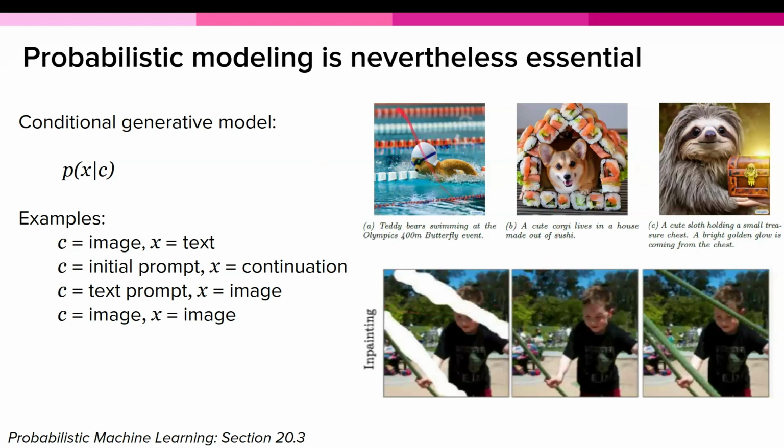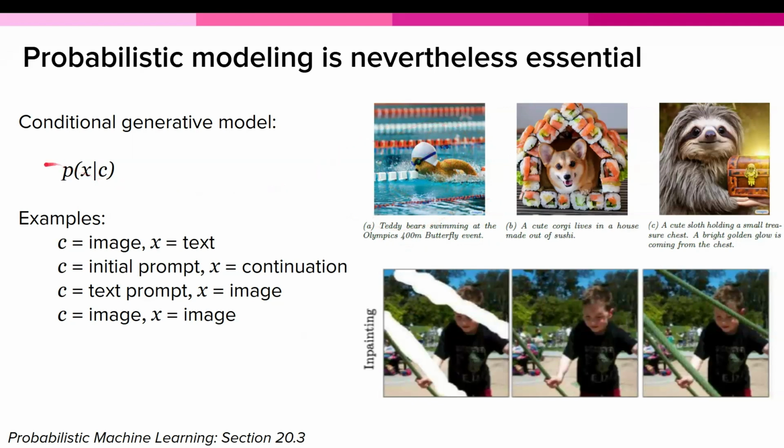Take an image generation task, for example. If you've played around with DALL-E, what you would do is write in some text about what you want the model to generate. For example, give me a teddy bear that's swimming at the Olympics 400-meter butterfly event. You would provide this text prompt, and it would generate this image.